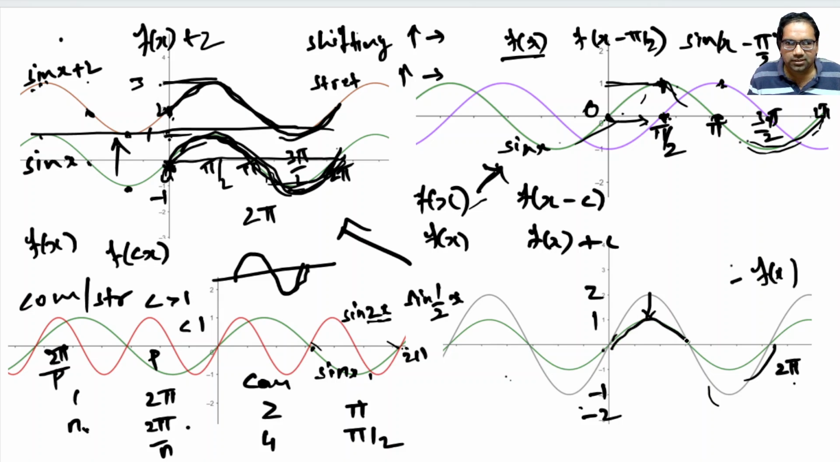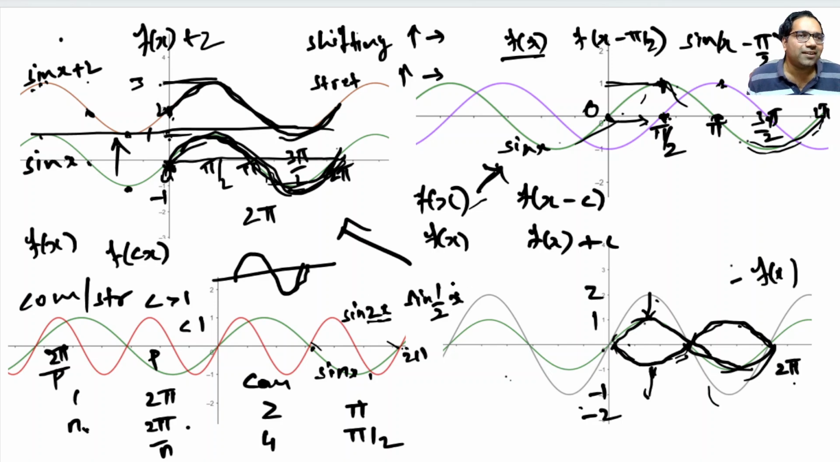Okay, if this is sin x, minus of sin x will become like this. Whatever positive will become negative, whatever negative will become positive. Okay, this is also a form of vertical compression. This is pushed to this side. Okay, minus of f of x is this.